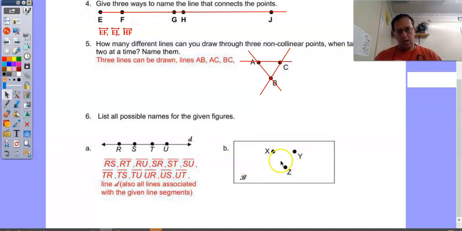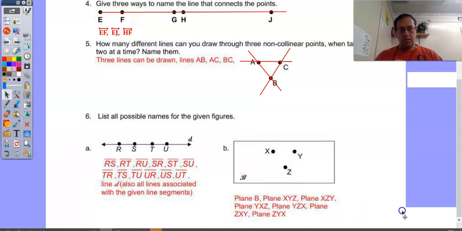Either way. For the plane, I could call it plane B, right there. An uppercase script letter, that is the name of the plane, plane B. Or I can just pick any 3 points that are on the plane as long as they are not in a line. All right, so for example, if I had point A right here, I would not use points X, A, and Z, because those are in a line. That would be no good. They cannot be in a line. It doesn't matter what order the points are, as long as you got them all. All right, and so there it is.